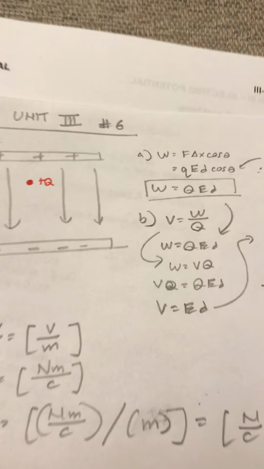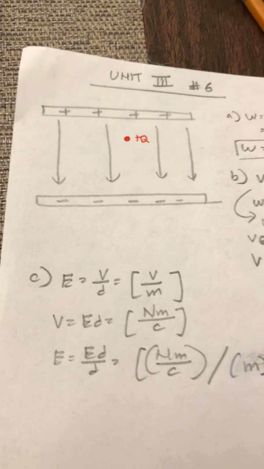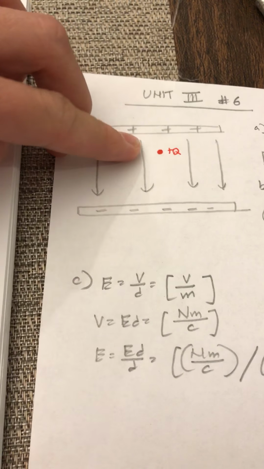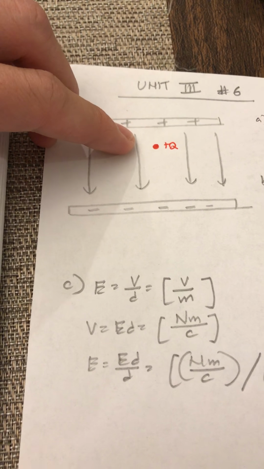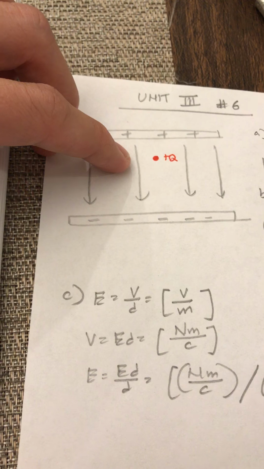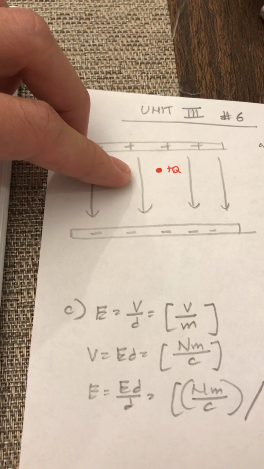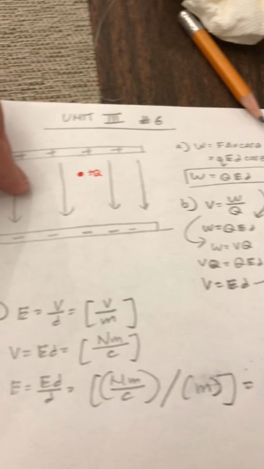unit. So part A of number 6 asks you to show that the work required to move a plus Q charge from the negative plate to the positive plate is given by W equals Q, which is a charge, E, which is the field, and D, which is the distance.